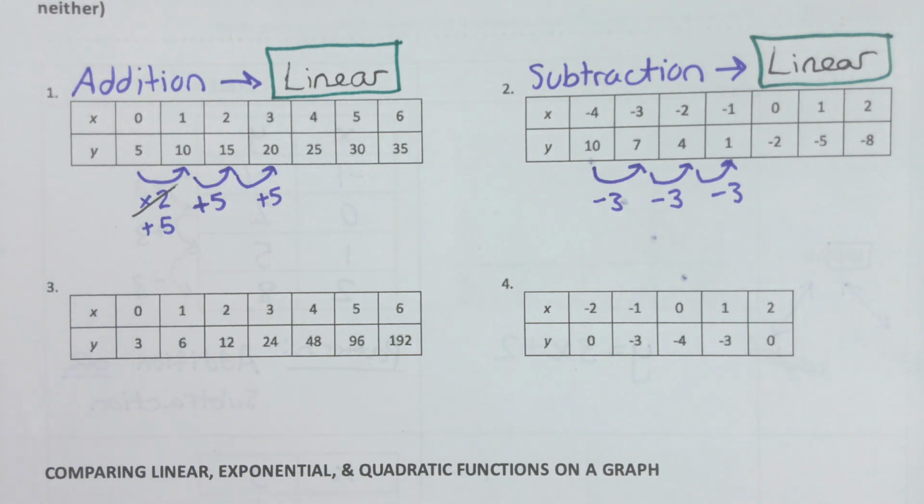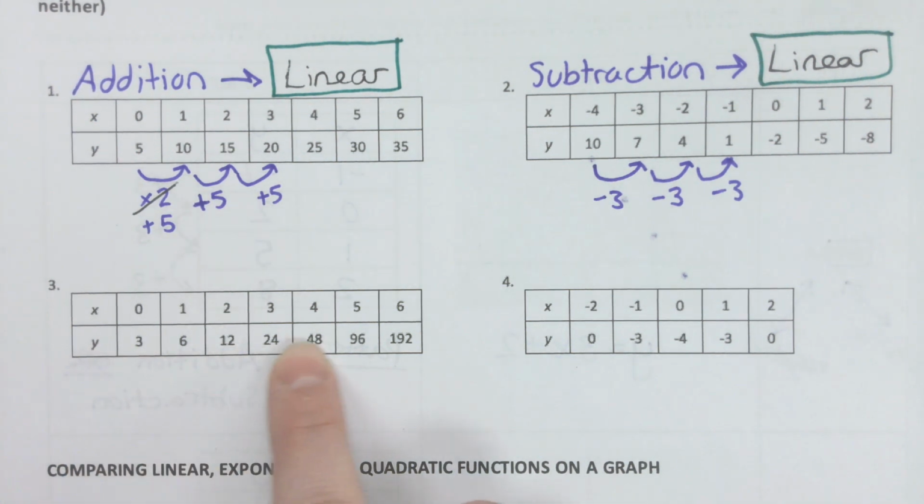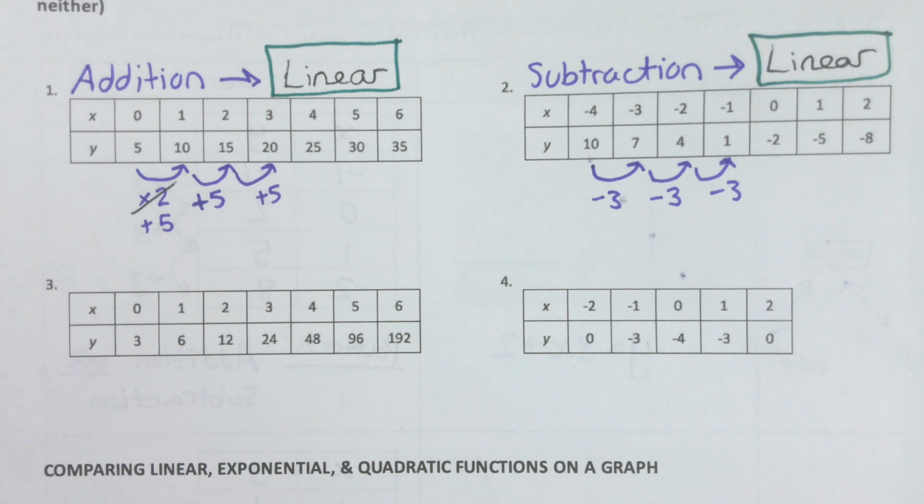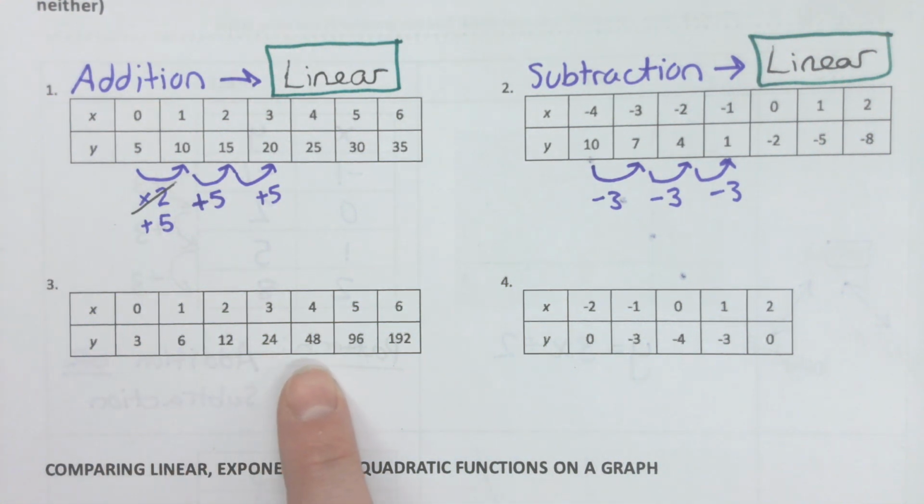Number 3. Again, look at the y values. Make sure that that mirror isn't happening. That's clearly not the case. We notice that our numbers get big quickly. That is a giveaway of an exponential function when the numbers get large very fast, because multiplying obviously makes numbers bigger quickly for the most part.